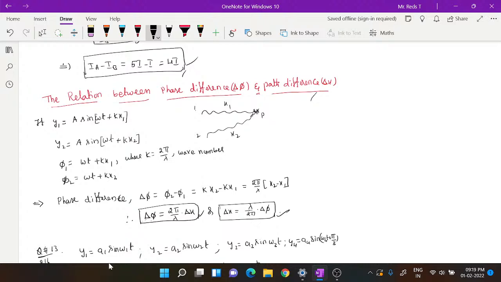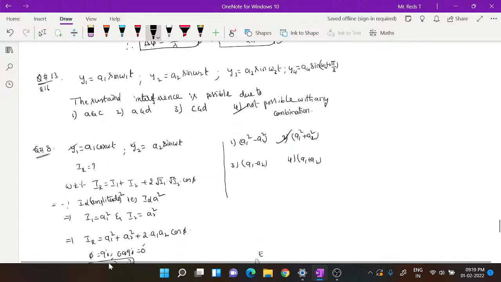It is equal to phi 2 minus phi 1. Phi 2 is this, phi 1 is this. This minus this: omega t minus omega t cancels, and we get kx2 minus kx1. As k is common, if you take it out, you can write it as k into (x2 minus x1). But k is nothing but 2 pi by lambda, which we call the wave number. If we substitute that, we can write delta phi is equal to 2 pi by lambda into this difference between x, which we write as delta x. We call this the path difference. So phase difference is equal to 2 pi by lambda into path difference. This is the relation.